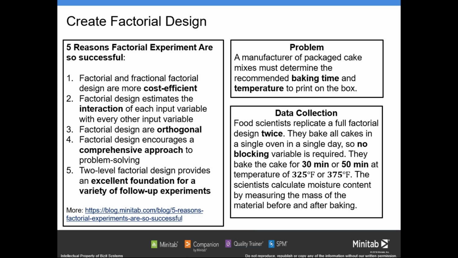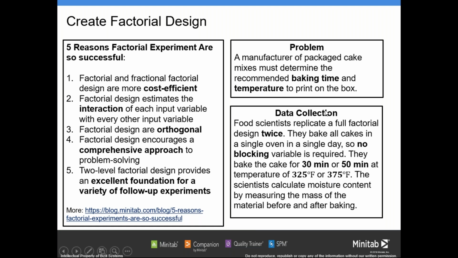So for this case, they have 2 factors, which are baking time and temperature. Inside each factor, they have levels. For the baking time, they provide 30 minutes and 50 minutes. And then for the temperature, we have 325 Fahrenheit and 375 Fahrenheit.